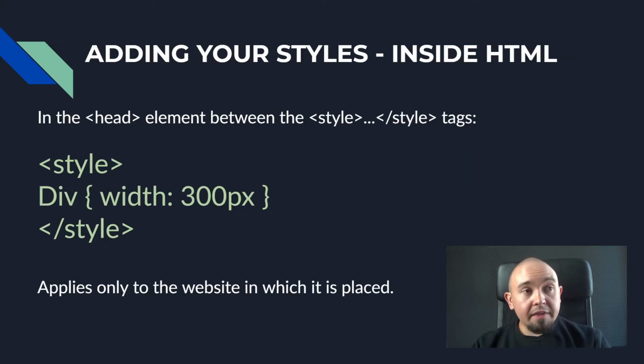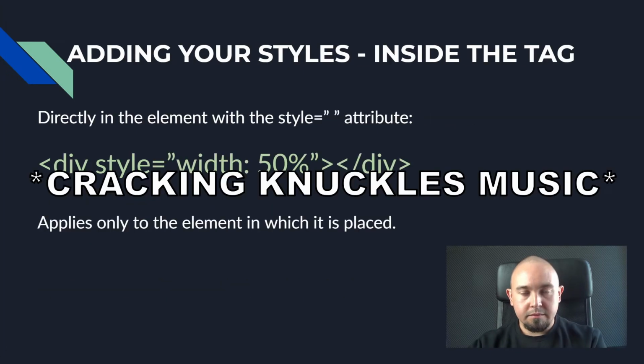We can also add our styles inside our HTML file. In this case, in the head element of our HTML file, we have to open and close the style tags and place our CSS code between them. But we have to remember that this way of adding styles applies only to this one HTML document we are in. A separate CSS file can be imported to many HTML files, which can be different tabs in our website.